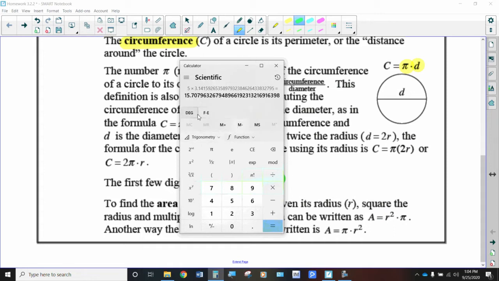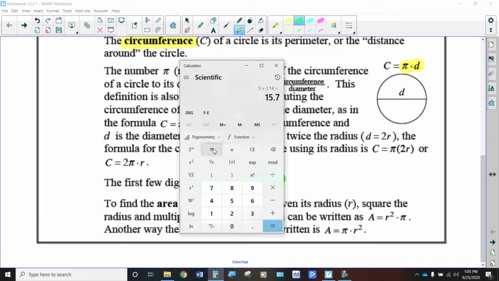Now, let's see what we would get if I were to multiply 5 times 3.14. 15.7. So it ends up being almost the same, like within 100th or 8 thousandths. I don't know what I'm trying to say. It's very, very close. So you could go either way, but the bigger the number is for your diameter or radius, the less accurate it's going to be if you round pi off to 3.14.